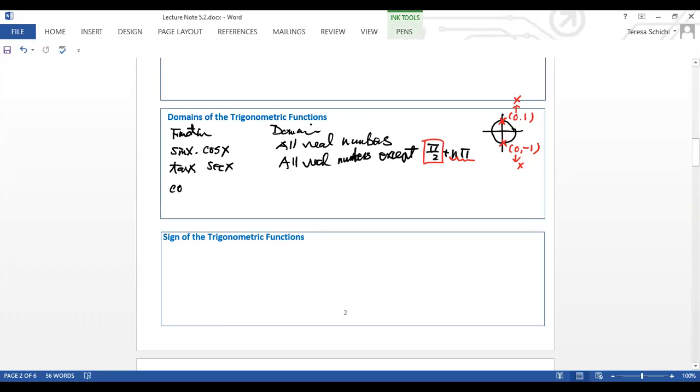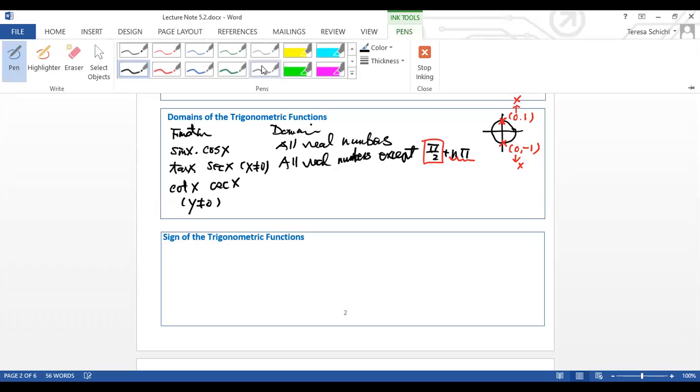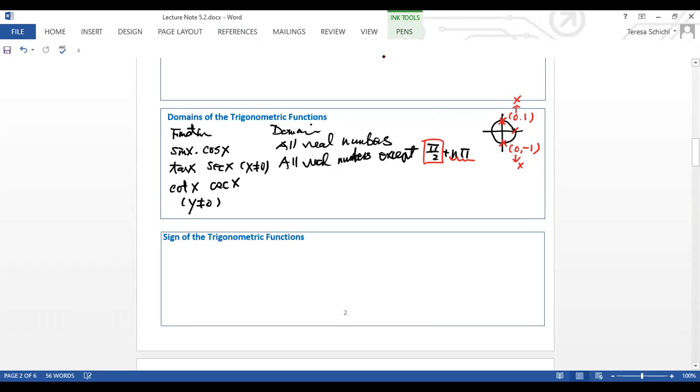Then the last two are cotangent x and cosecant x. This one we say y cannot be equal to 0, right? What does that mean here? If you take a look, y cannot be equal to 0. Let me use a different color. This terminal point, this is y equals 0. And here, this terminal point is also y equals 0, right?